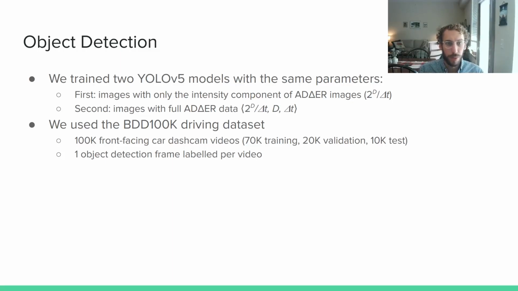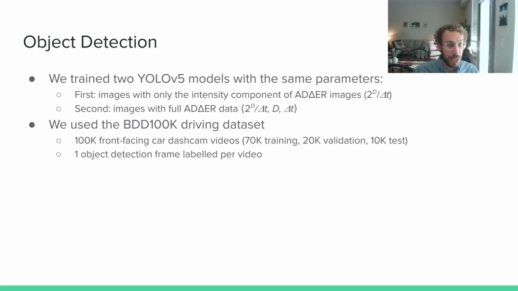The first model was trained on just images that had the intensity component of the ADDER images, so 2 to the D over delta T. And then the second model was trained on images with the full ADDER data. So each pixel has the intensity, a D value, and a delta T value, where D and delta T together describe the temporal stability of that pixel.